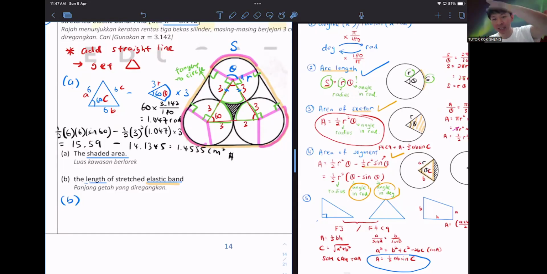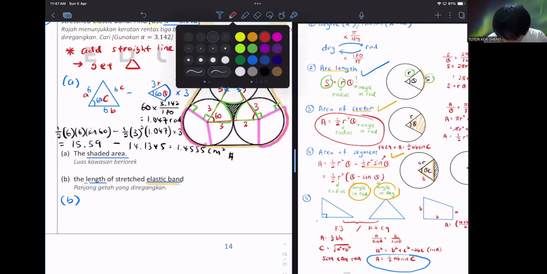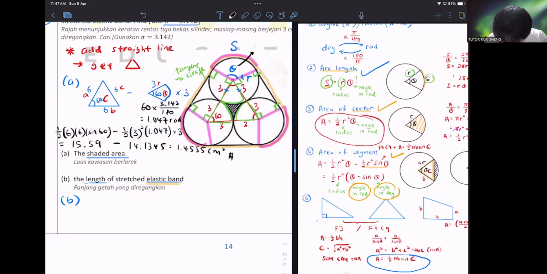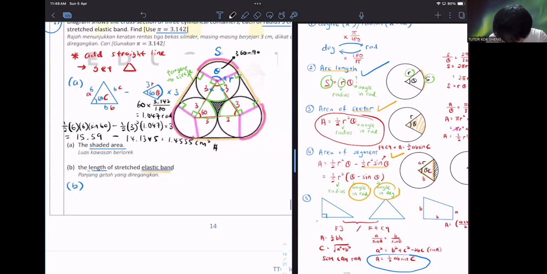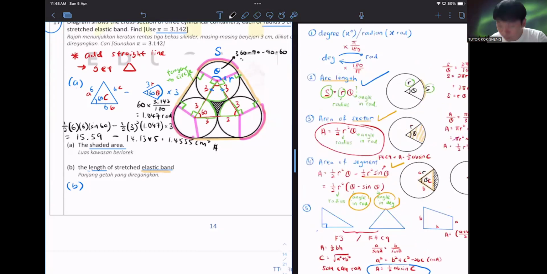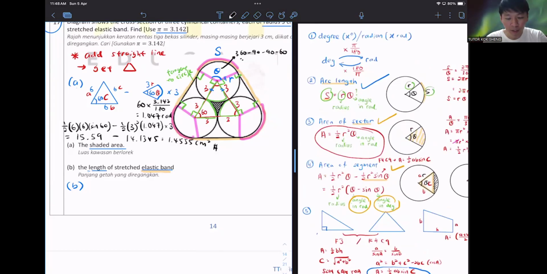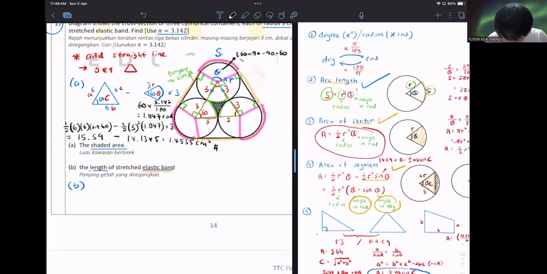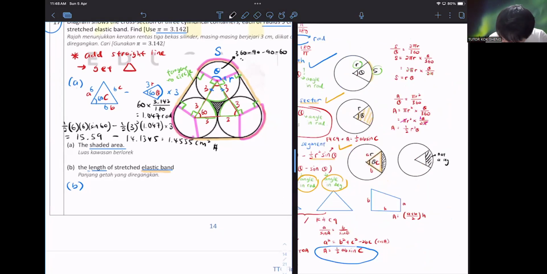Later we can find the arc length. Okay, is it good? So this angle will be 360 minus 90, 90, and 60. Wait, what is it? 120. So you can find the arc length already.